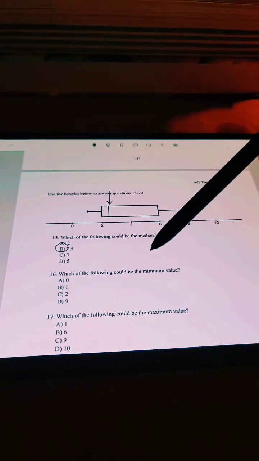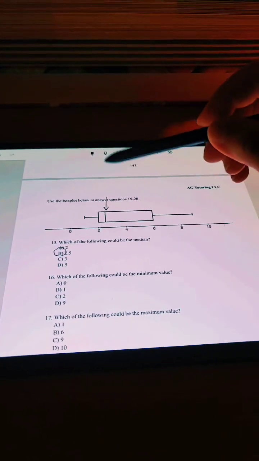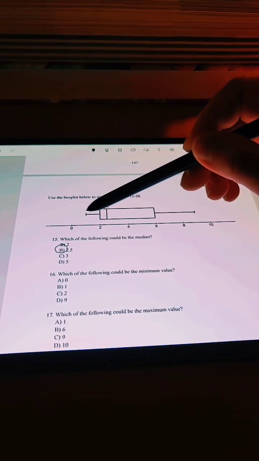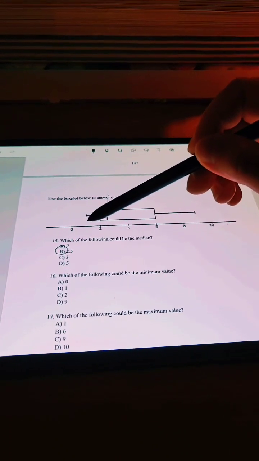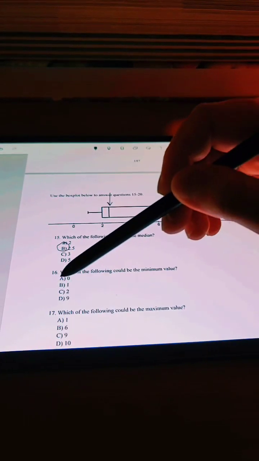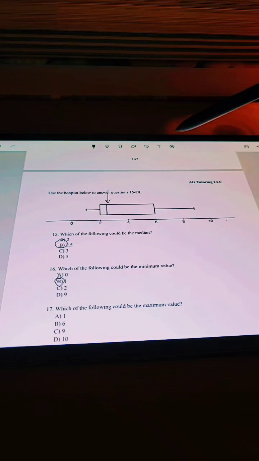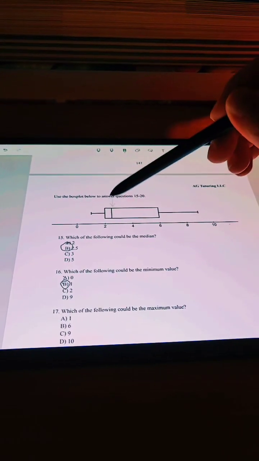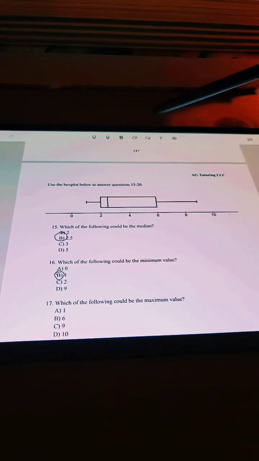And then for number 16, which of the following could be the minimum value? Remember, minimum value is this guy right here. So that looks halfway between 0 and 2, so 1. And let me just erase this right there and that. Okay.